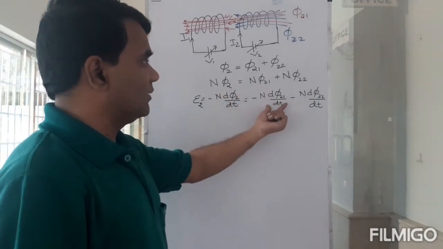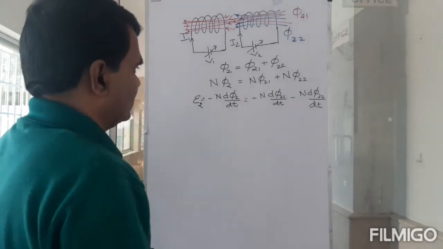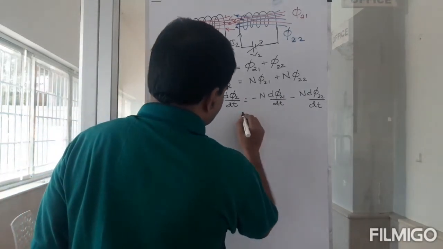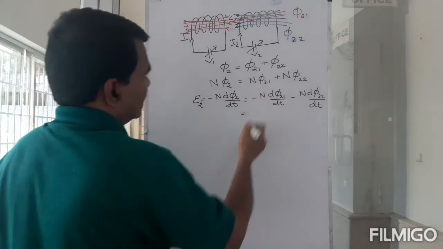N d phi 21 by dt is actually what? What is this part?